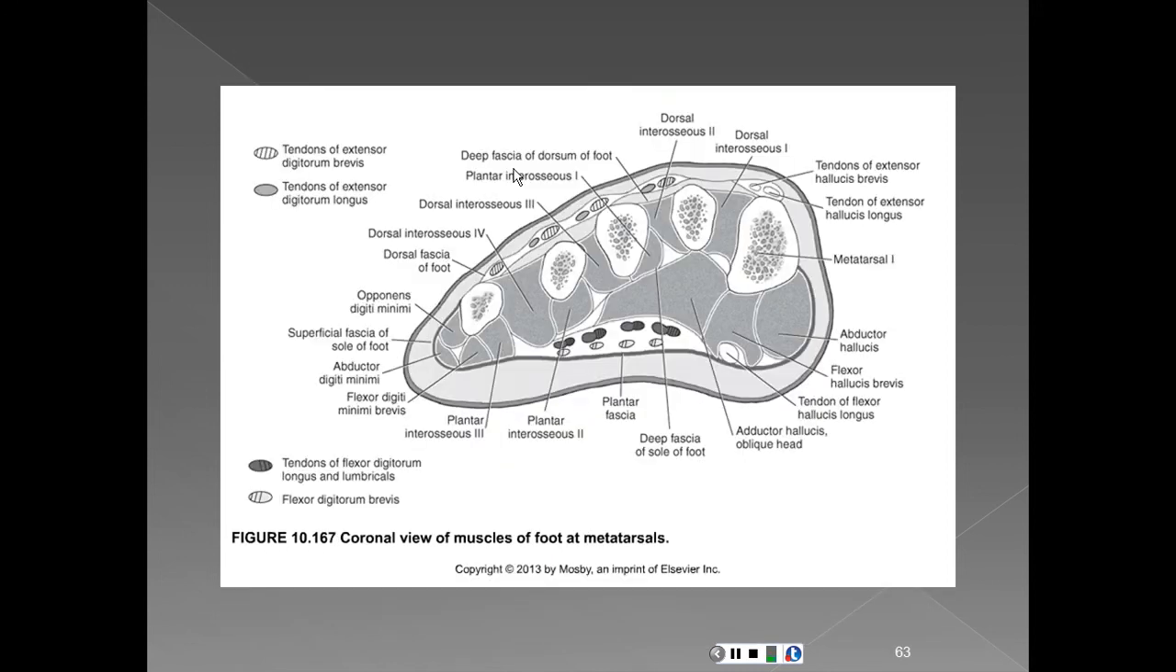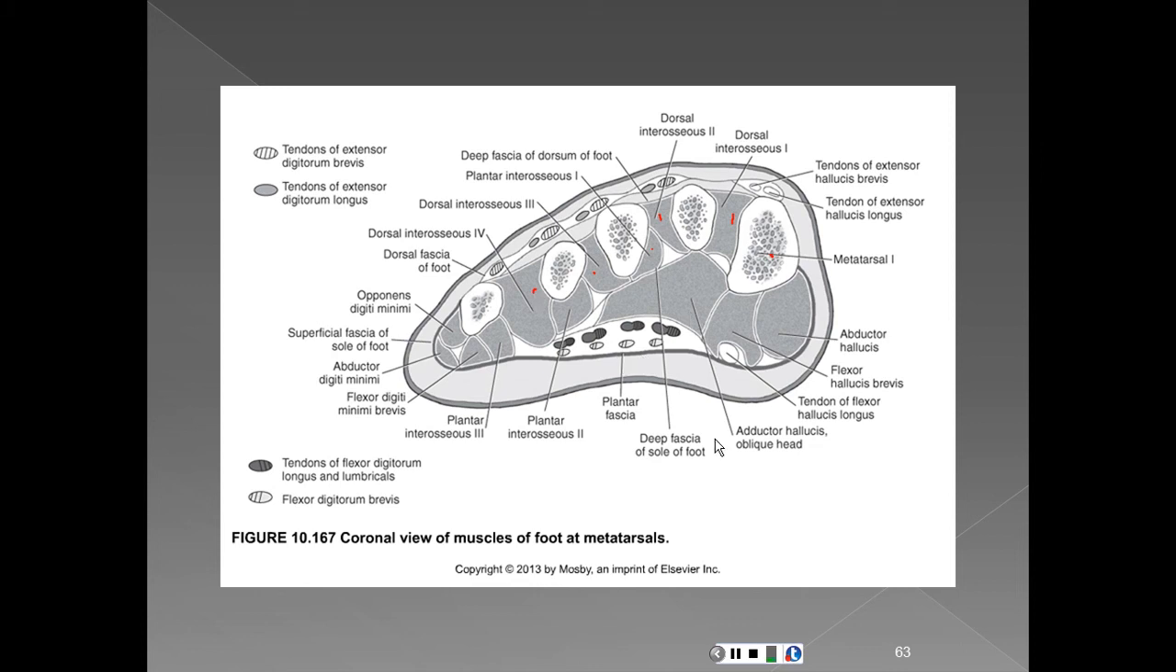And here we have a coronal view of the muscles of the foot of the metatarsal. So if you was to chop it down, this is a good view to see where the flexor and extensor groups will be. So this is the metatarsals right there, and these are the interosseous muscles. We learned about them.